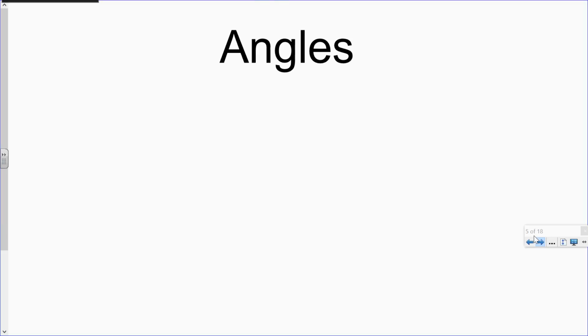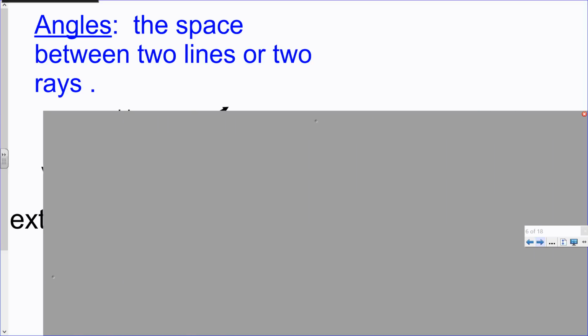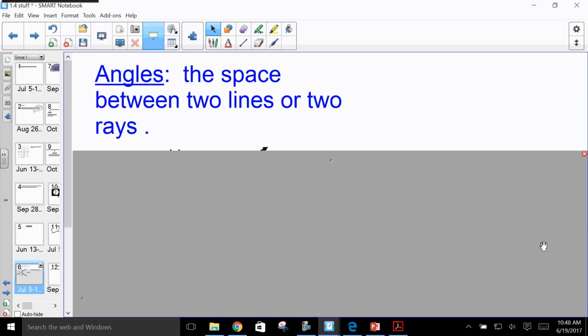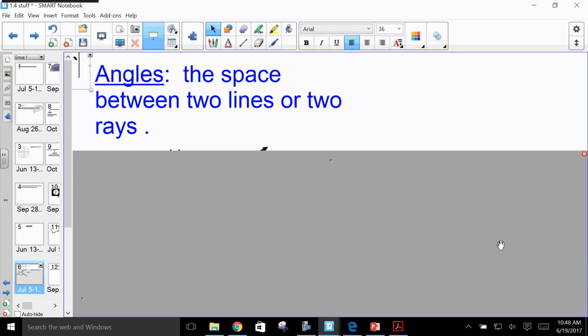Let's define an angle. Go ahead and write down this definition. The space between two lines or two rays. I'll write that down. The space between two lines or two rays. What do I mean by the space between two lines or two rays?